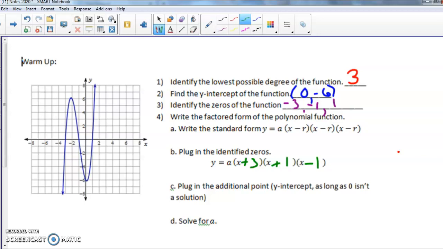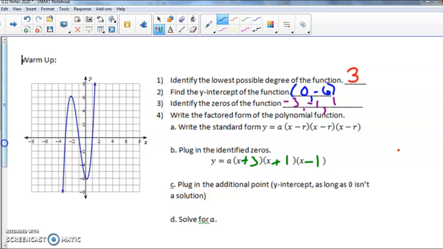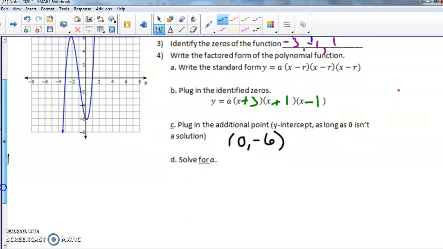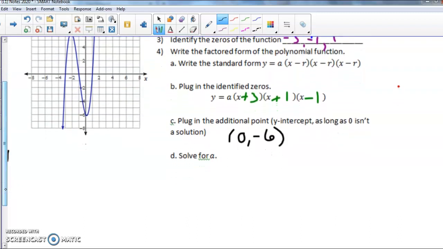Now, to help us find out what a is, and again, its actual numeric value, not just its sign, we are going to use that y-intercept. And we can always use the y-intercept as long as 0 is not one of the solutions to the equation. So I'm going to treat that y-intercept, reminding us again that that is at the point (0, -6). So 0 is my x value, and -6 is my y. So I'm going to go to the equation, and for any and all x's, plug in 0, and any and all y's, plug in -6.